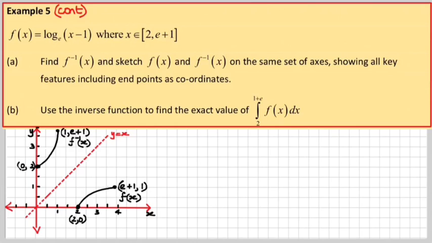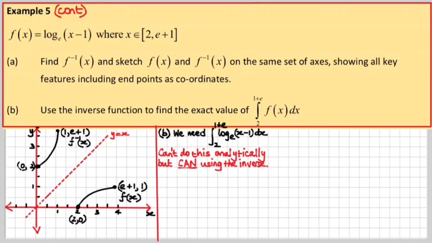Here is the graph. Now, you want to watch this, guys, because this is important. Okay, don't tune out now. You need to know what I'm doing. All right, part B is, find the exact value. All right, now look at this. We need that, which we can't do. I'm sure you'd agree. We can't do that analytically. So we're going to have to find a sort of a graphical or a rabbit out of a hat technique using the inverse, which is what we're asked to do. All right, so we can't do this analytically, but we can do it using the inverse.